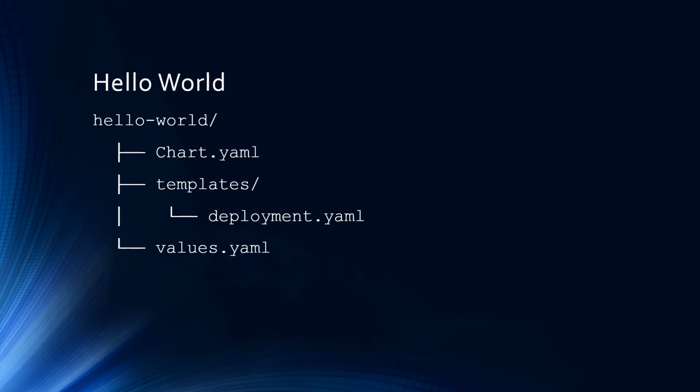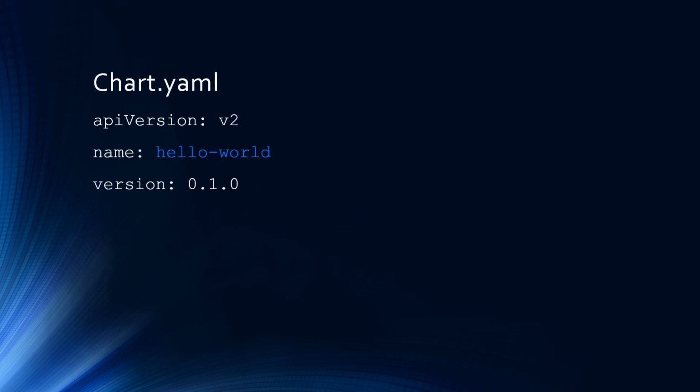This structure might seem simple, but it's incredibly powerful. It's the same structure used by enterprise-level applications, just with more components. Understanding this structure is crucial because it forms the foundation for all Helm charts you'll work with in your DevOps career. Now, let's examine the chart.yaml file in detail.